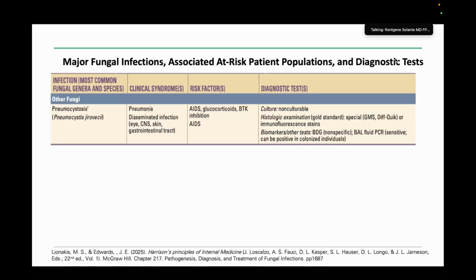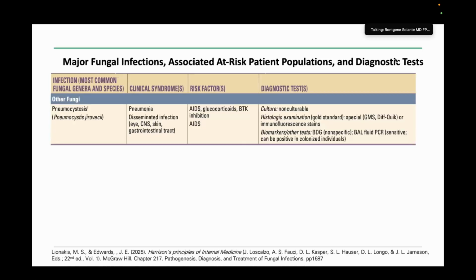Some countries can use immunofluorescent stain, but this is also expensive. So Gomori methenamine silver is at most the stain that we use for Pneumocystis. There are also biomarkers that can help us diagnose a patient presenting with severe pneumonia, HIV positive. You can also use beta-D-glucan, but again, it's non-specific. Your bronchoalveolar lavage fluid PCR is also not specific. It's sensitive but not specific, and sometimes it's difficult to differentiate if the Pneumocystis present is a colonization or a true pathogen.